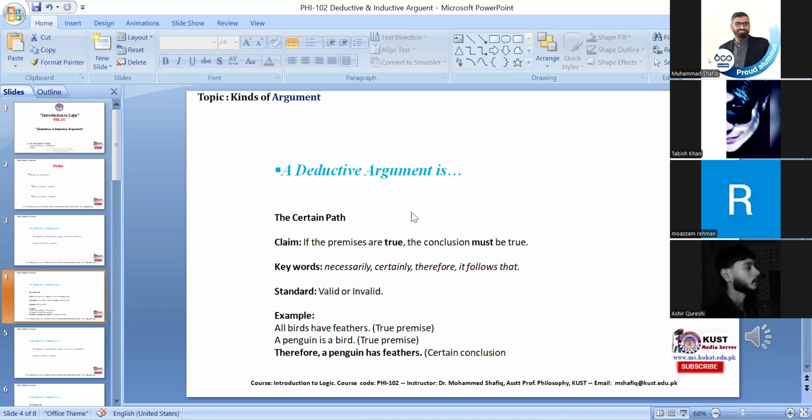But deductive arguments basically aim for validity and invalidity. Like all birds have feathers, it's a true proposition. A penguin is a bird, it's a true premise. Therefore, penguin has feathers. It's a certain conclusion. But in real life, penguins do not have feathers, although penguins are considered to be birds. So this is a perfectly valid argument, but not necessarily true.